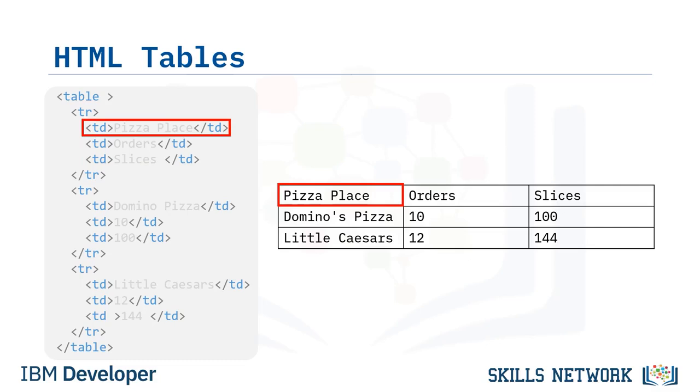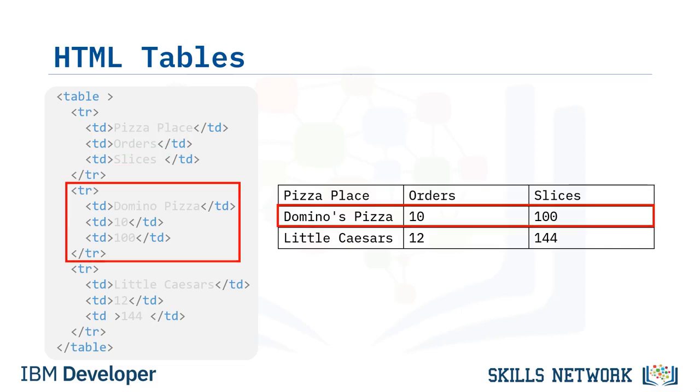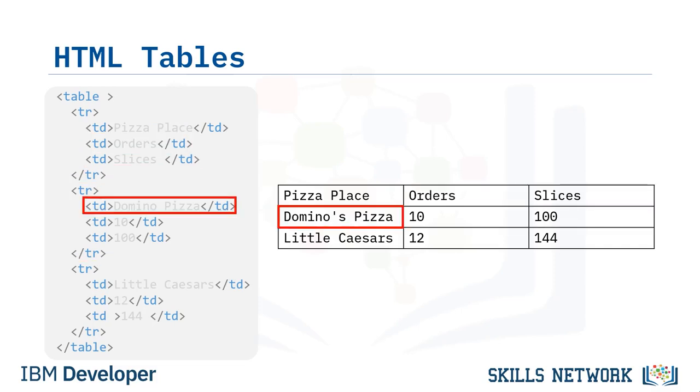For the first row, first cell, we have one tag. For the first row, second cell, we have another. And so on. For the second row, first cell, and for the second row, second cell, we have the same pattern, and so on. We now have some basic knowledge of HTML. Now let us try and extract some data from a web page.